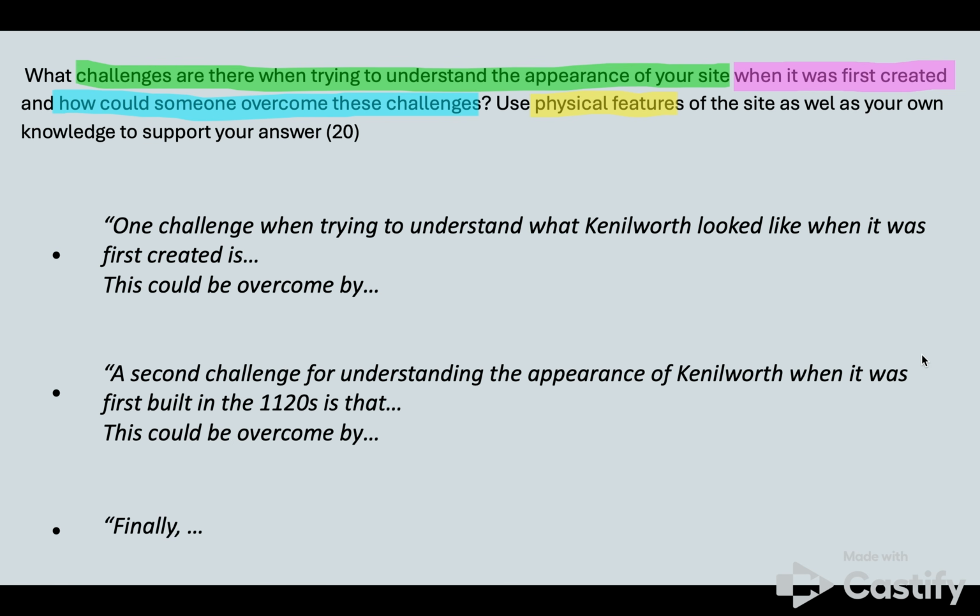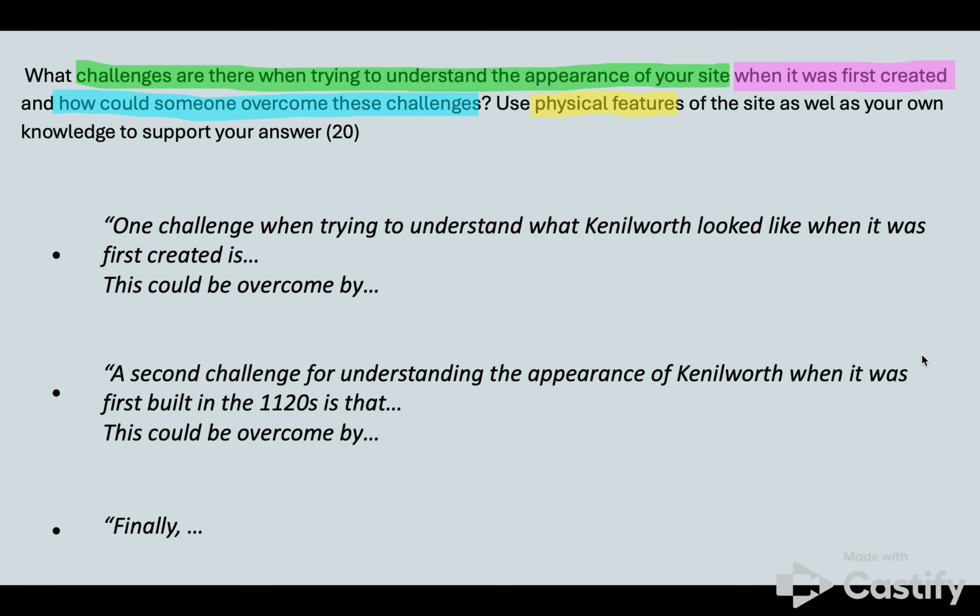Finally, another challenge or a final challenge. We explain it, and we say how it could be overcome. We use a physical feature, and then we're done. Now, if you've got loads of time, a little introduction and a conclusion wrapping it all up is great. But where you pick up your marks here are for the number of well-explained paragraphs that answer the question.